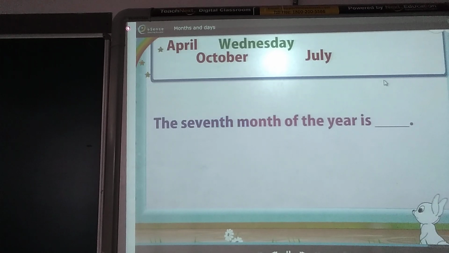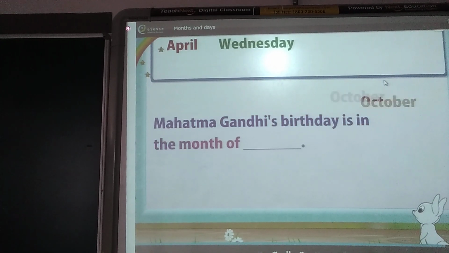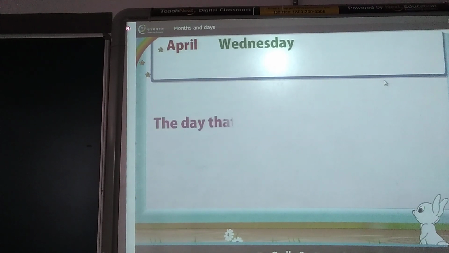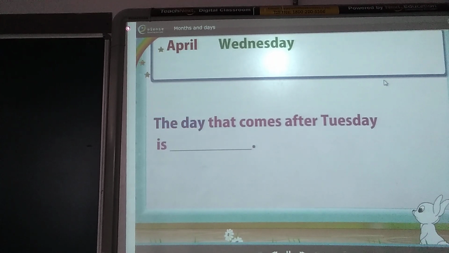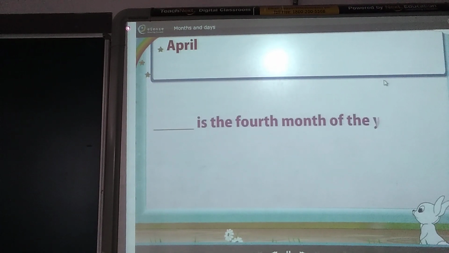The seventh month of the year is July. Mahatma Gandhi's birthday is in the month of Dash. Good. Mahatma Gandhi's birthday is in the month of October. The day that comes after Tuesday is Dash. The day that comes after Tuesday is Wednesday. Dash is the fourth month of the year. April is the fourth month of the year.